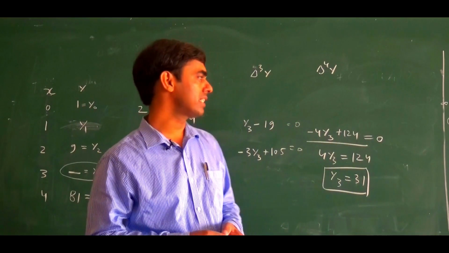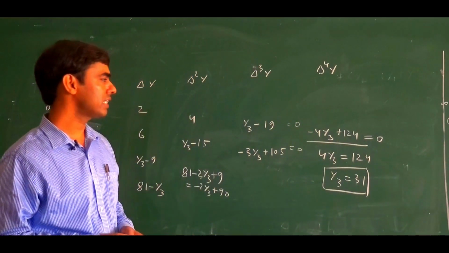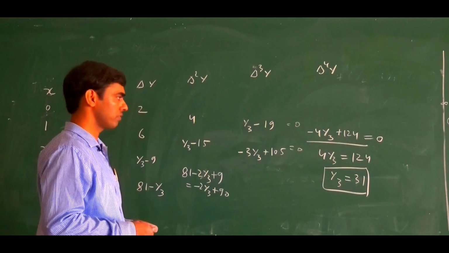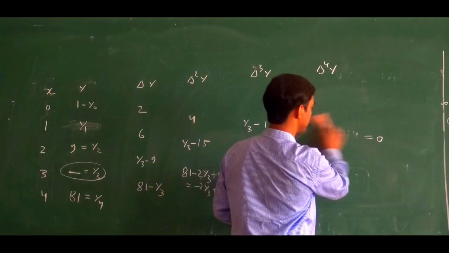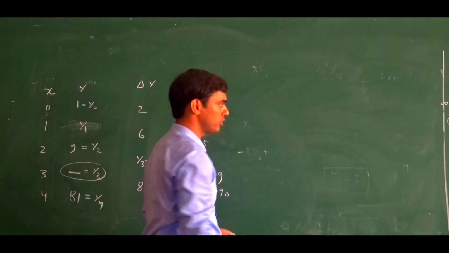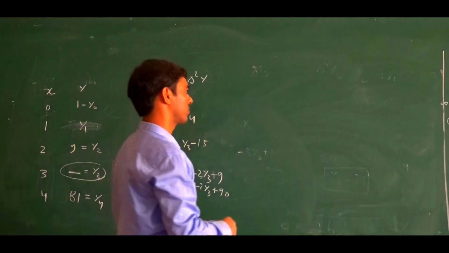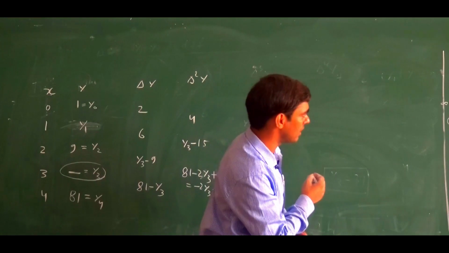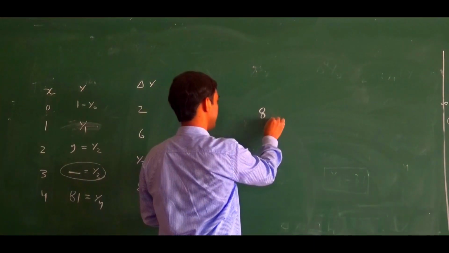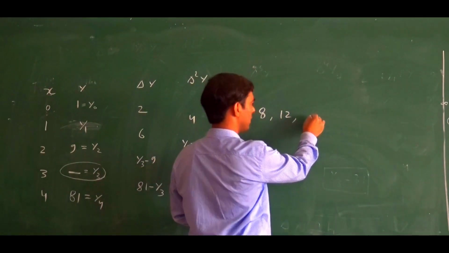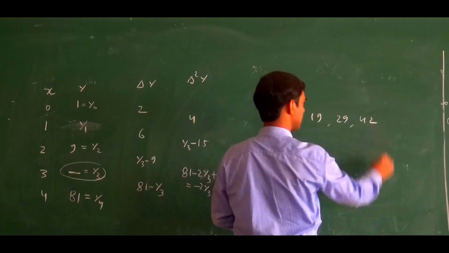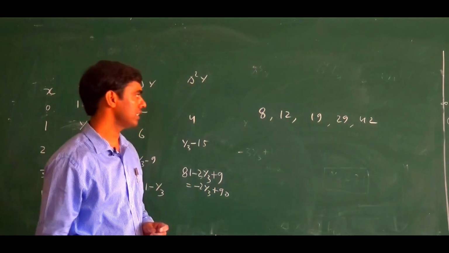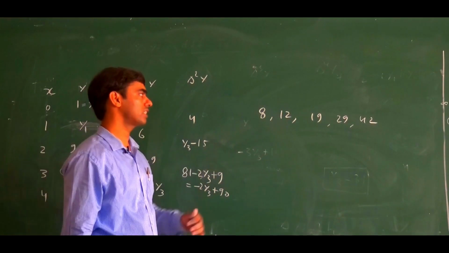Also there is one more application, how we find the next term of a sequence. So for example, suppose any sequence is given. Suppose this one is given: 8, 12, 19, 29, 42. So how do we find the next value?